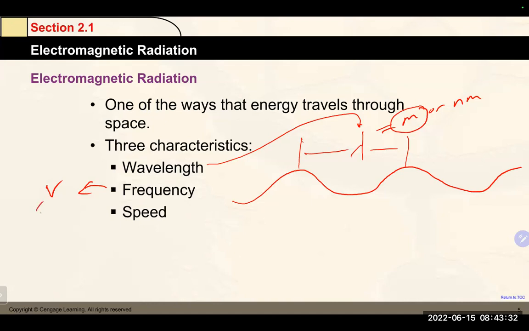The frequency in terms of units is typically reciprocal seconds, so 1/seconds. And by the way, a reciprocal second is the same as a hertz. So that's also a very common unit of frequency, a hertz. The speed of the wave, again, is a lot of times given in something like meters per second. So how fast it's moving, how many meters it travels per second.